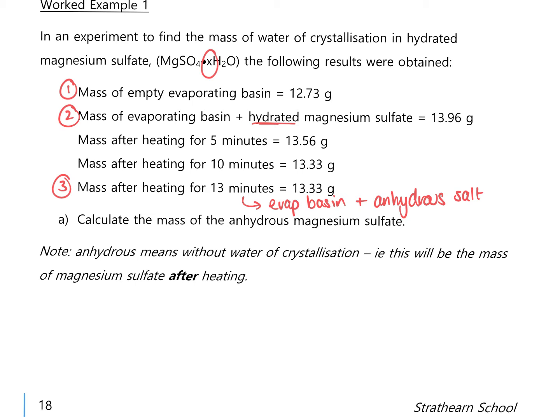So how are we going to work that out from our values? Well, if you have a look at what value 3 is, it's the evaporating basin plus anhydrous salt. So we're going to take value 3 and take away value 1. For this example, that will be 13.33 minus 12.73, and that will equal 0.60 grams. I'm going to leave that to 2 decimal places because all our other masses are to 2 decimal places. So we're just taking away the mass of the empty evaporating basin to get the mass of the anhydrous salt. Let's go over to the next part.